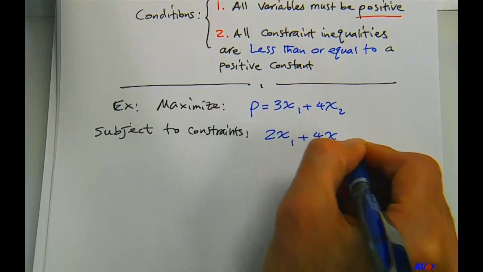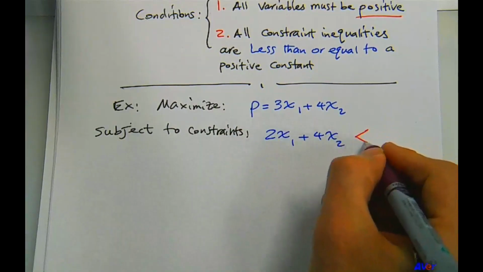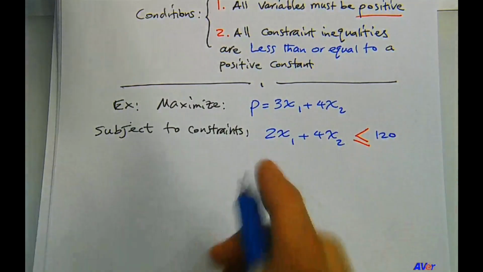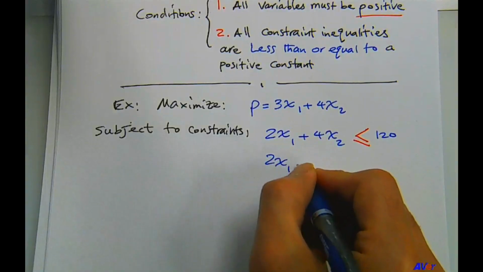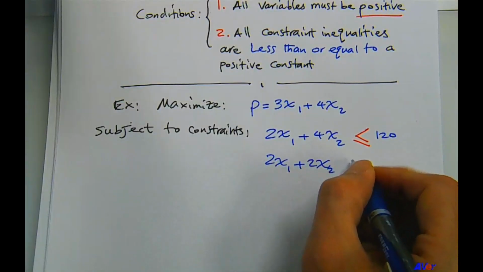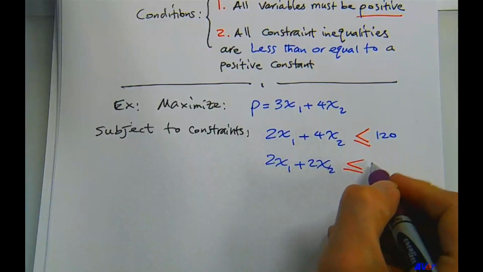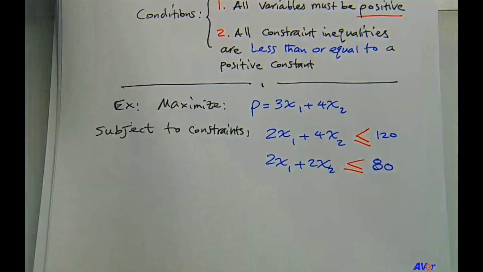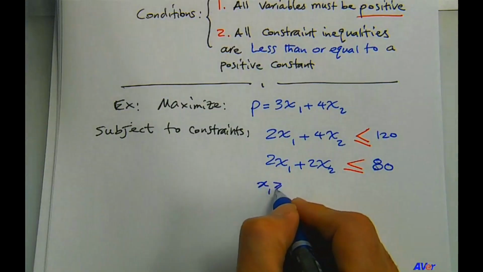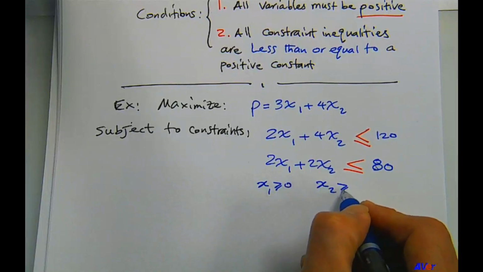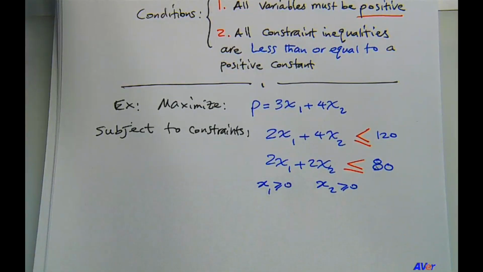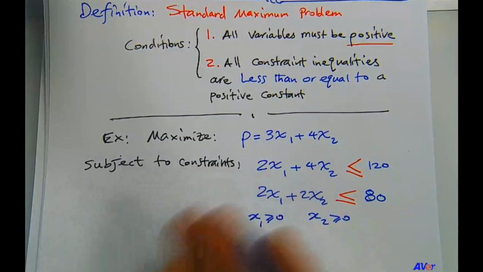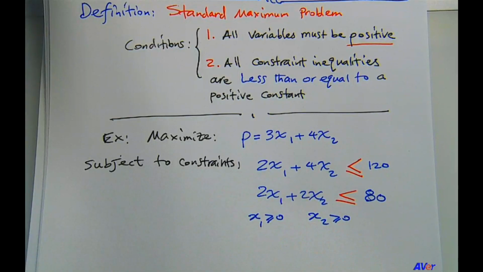2x1 plus 4x2 less than or equal to 120, and 2x1 plus 2x2 less than or equal to 80. And here is the last essential piece, that x1 greater than or equal to 0, x2 greater than or equal to 0. So let's see how this makes up a standard maximum problem.